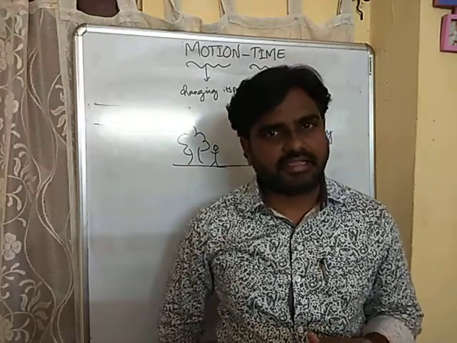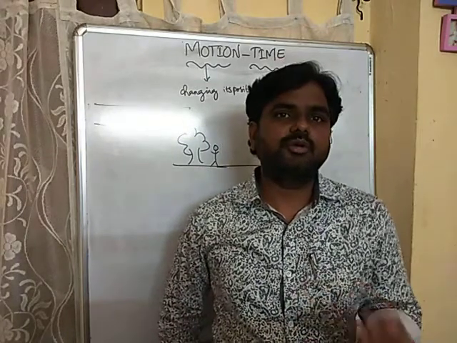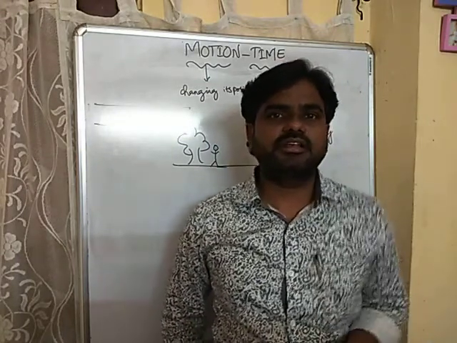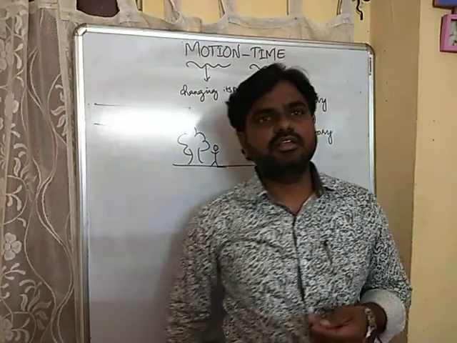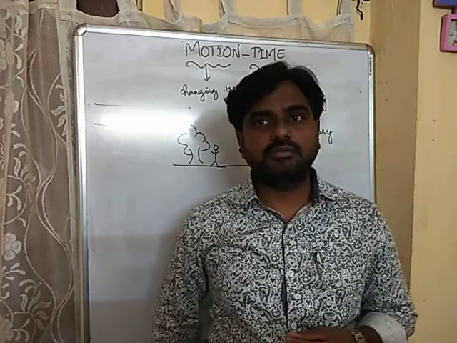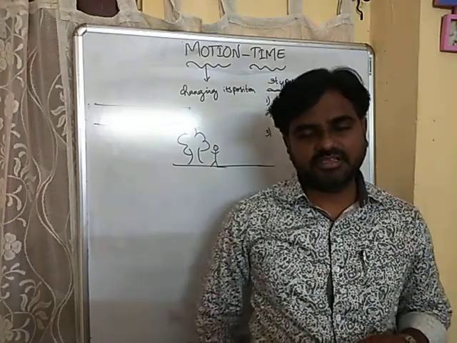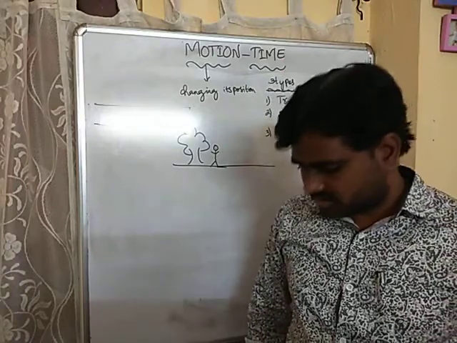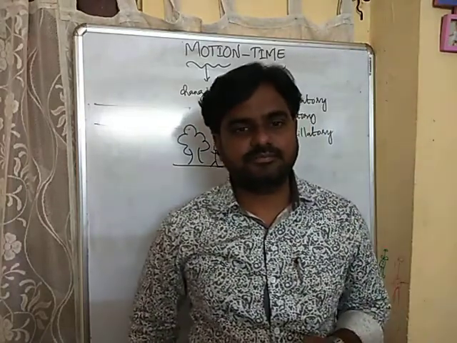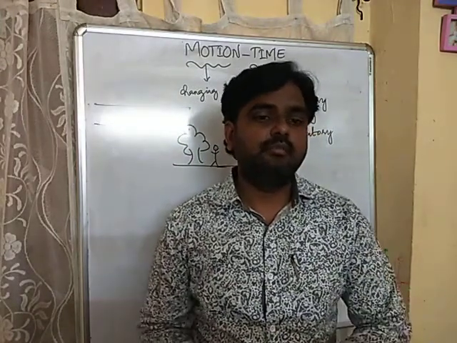and birds are flying, vehicles are moving, and you and me and your parents and your friends, relatives, they will move from one place to another place. They will not be stable or constant at that particular position, right? So what is this phenomenon called? This phenomenon is called motion.